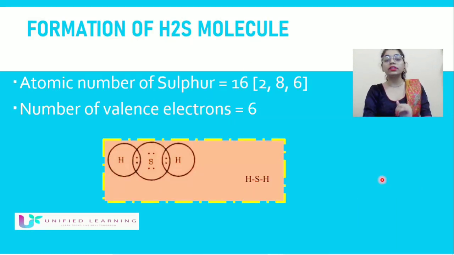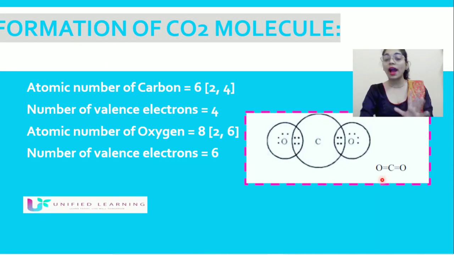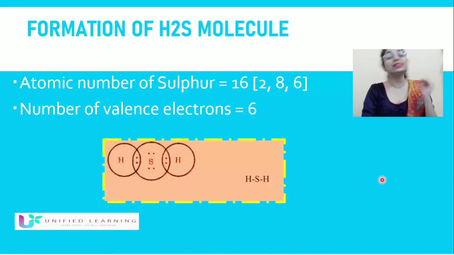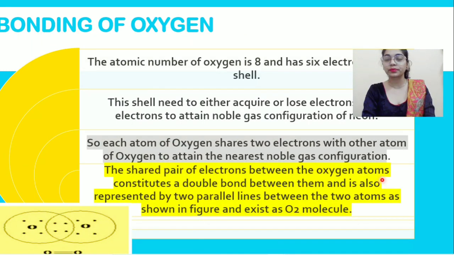Okay, moving further with the H2S molecule. Here we have sulfur. Sulfur has atomic number 16 and 6 valence electrons, and as already talked about, hydrogen has atomic number 1 and valence electron 1. So here we are taking 2 hydrogen atoms and 1 sulfur atom, and this is how the molecule is formed.